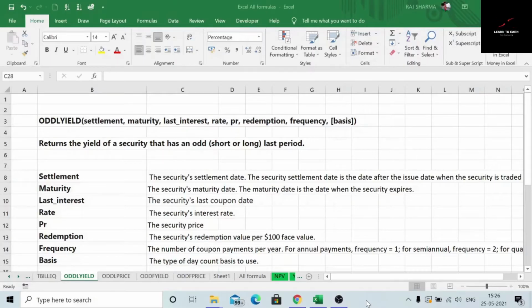Hello friends, in this video we are going to talk about another Excel formula which is used in calculation of bond yields. This particular formula is useful when the last coupon period is at an odd period, as we can see. So let us try to work it out and understand this formula.